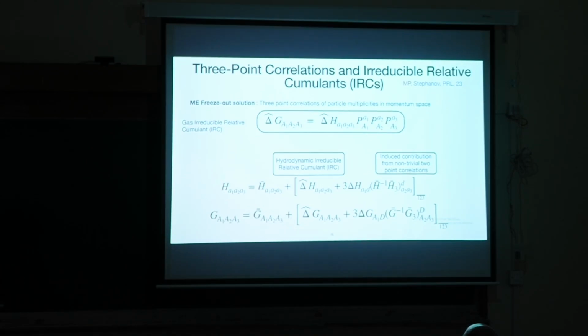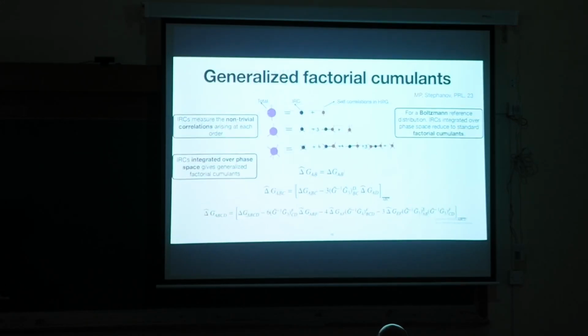If you look at the total correlations, either in the hydrodynamic case or in the gas case, there are 3 distinct contributions. One comes from the equilibrium form of the correlation function in the gas. Then there are some non-trivial correlations which come due to the lower-order 2-point correlators. And then there is this term which cannot be written in terms of lower-order correlators. This is what we call the irreducible relative cumulants. In terms of these, finding the freeze-out solution is very easy. They're just proportional to each other.